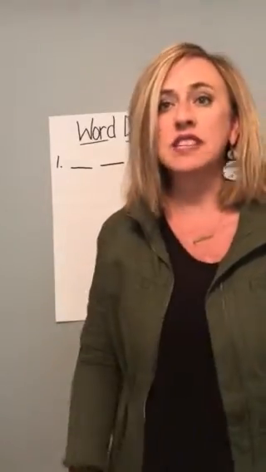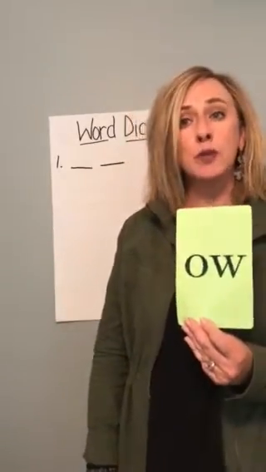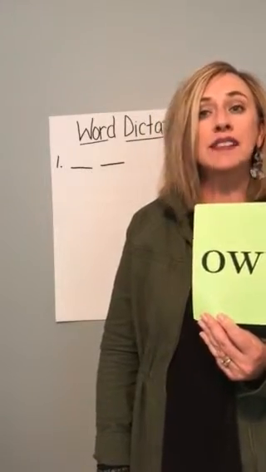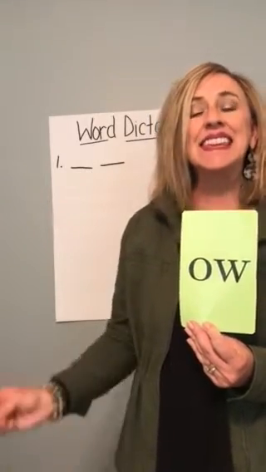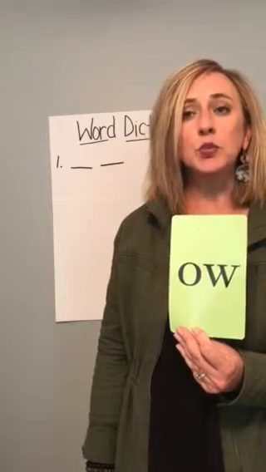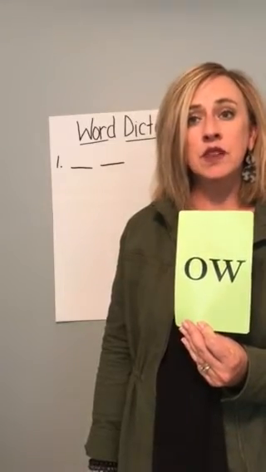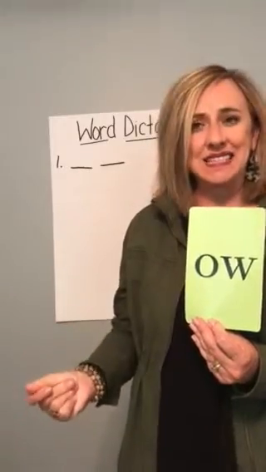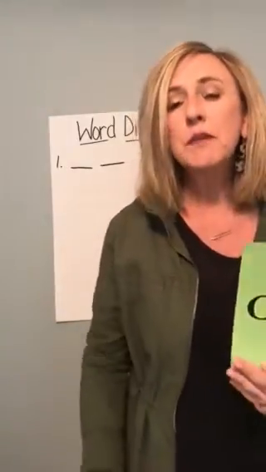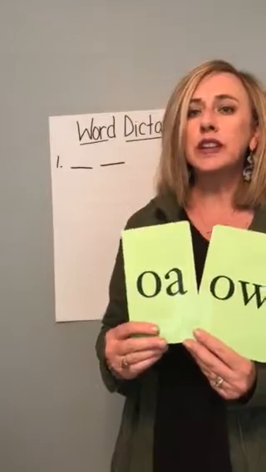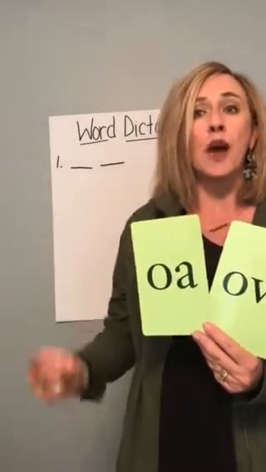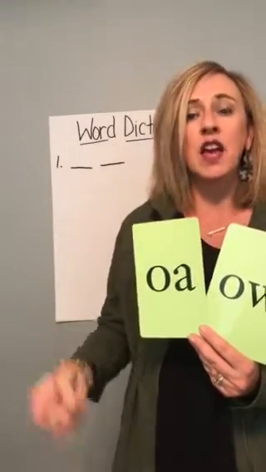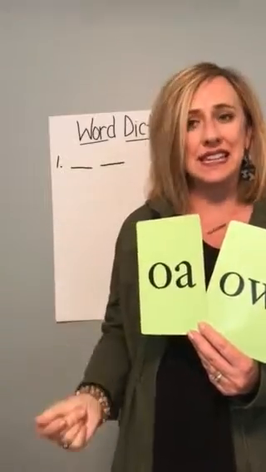The other vowel team we'll be working with is OW. OW makes the long O sound at the end of a one-syllable word or syllable. So we would say OW says O at the end. If you can remember those 2 little phrases, it'll really help you out when spelling your words. OA says O in the middle, OW says O at the end.